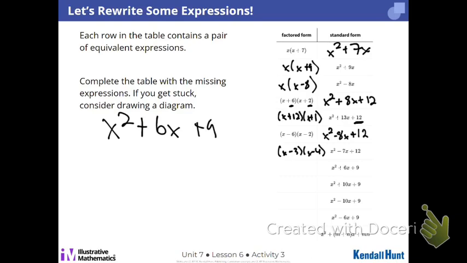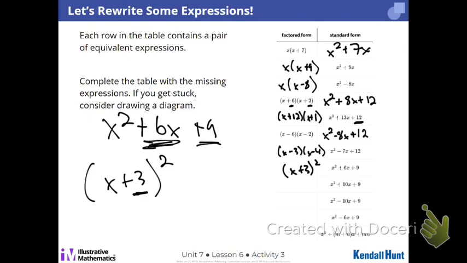Who would like to hit me with the two binomials and how you know? Ryan? X plus 3 and x plus 3. And how do you know that? Because if you multiply the 3 by the x, you get two 3x's. Yeah. 3x and 3x is 6x. 3 times 3 to get 12. Great. So sum, product, right?